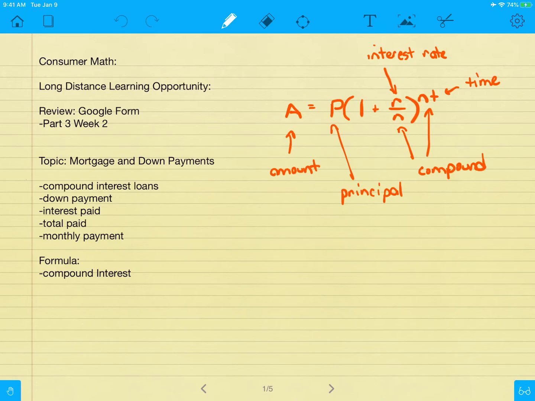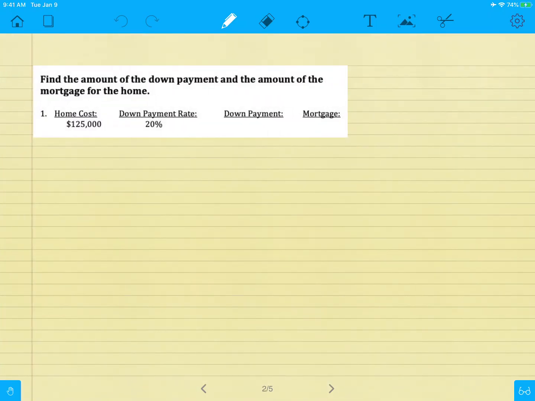All right. The topic is still mortgage and down payments. Goal is to talk about compound interest loans, down payments, the interest paid, the total paid, and then monthly payments. We got 4 problems picked out in the Google form, and I want to go through those right now with you. So, jumping right in, the first 2 questions that were in the Google form were based on this home.